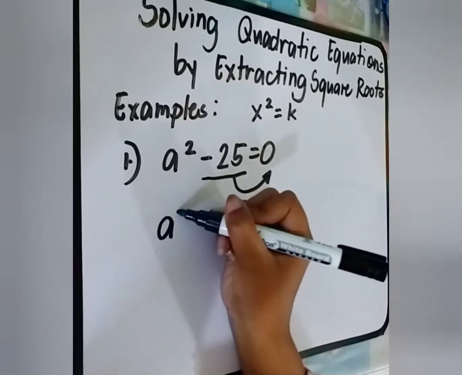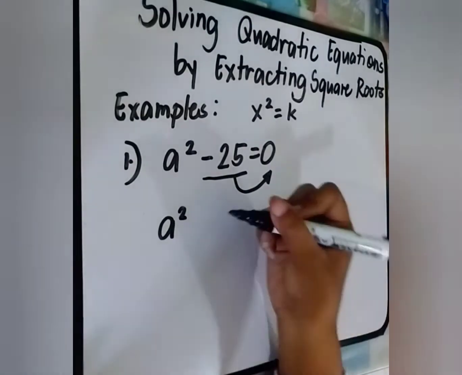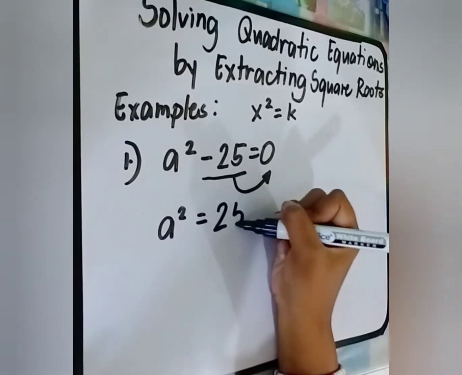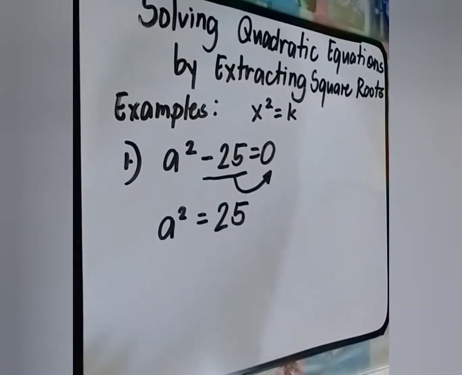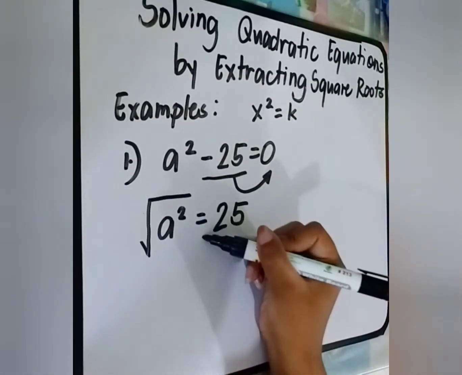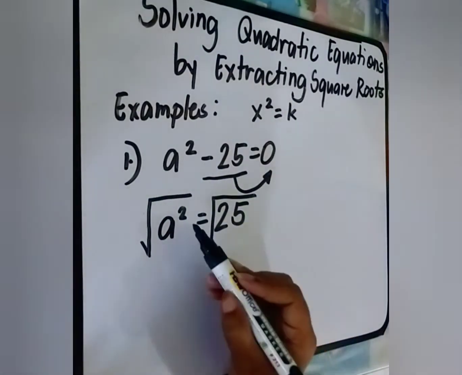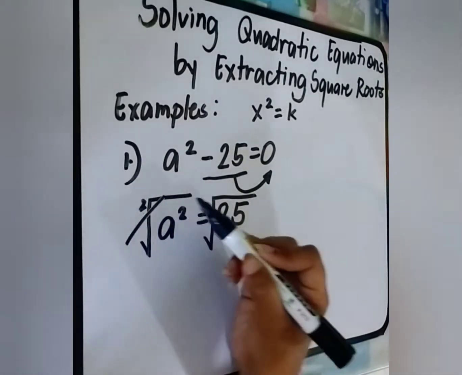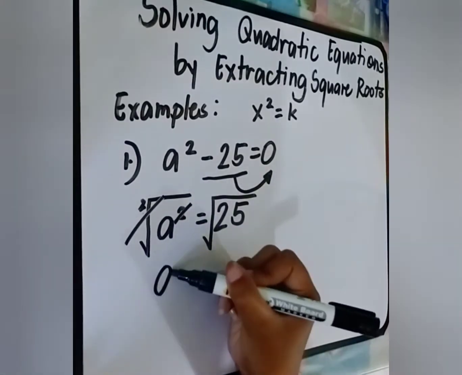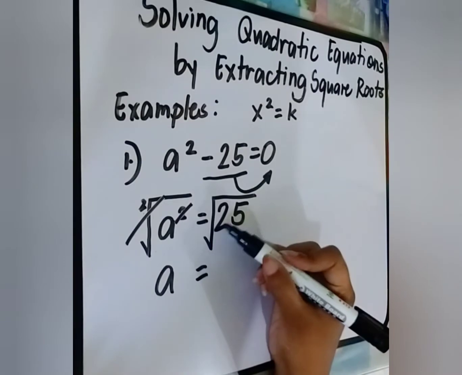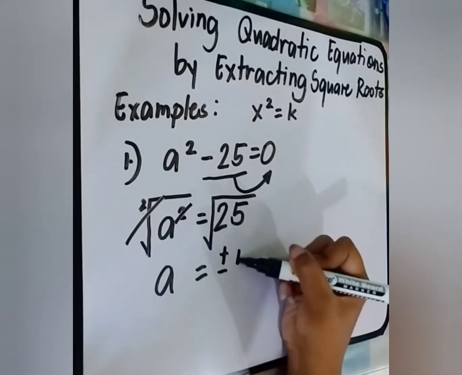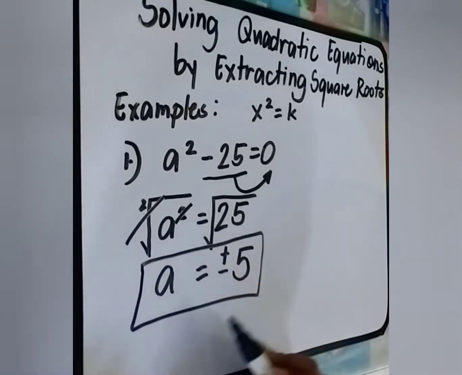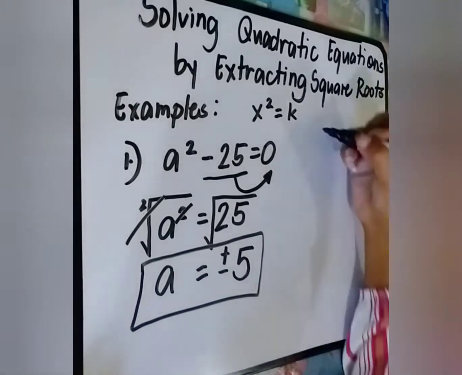So, by the addition property of equality, magiging a squared is equal to 25, or we are going to transpose that negative 25. Since negative, magiging positive. And then, get the square root of both sides of the equation. Since square root, meron siyang invisible na 2. And then, cancel both 2. So, ang matitira na lang is a. And then, now, find the square root of 25. So, ang square root ng 25 is positive and negative 5. Okay, so that is the answer.